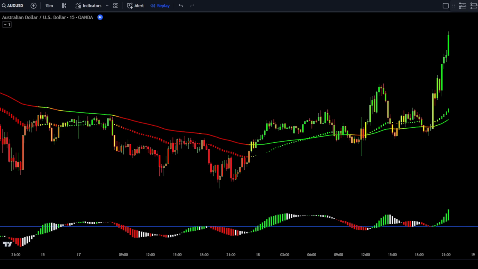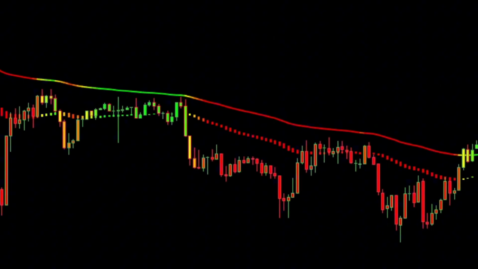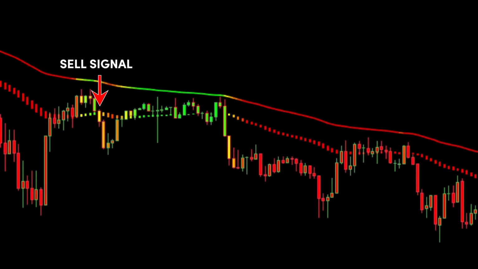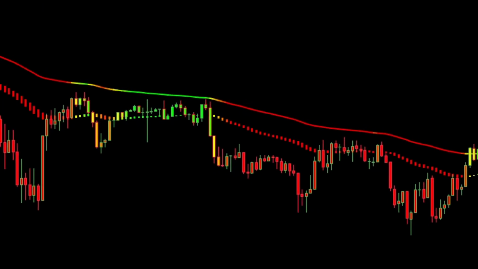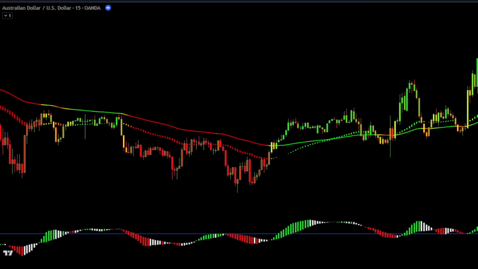You should also observe the color of the candlesticks to place entries. As you can see, yellow candlesticks represent a market transition. If there's a transition from a red candlestick to a yellow candlestick, it's a buy signal. If there's a transition from a green candlestick to a yellow candlestick, it's a sell signal. However, before placing a buy or sell entry, you must confirm whether it's a valid buy or sell signal. To better understand, let's discuss how to place buy and sell entries using this scalping strategy.